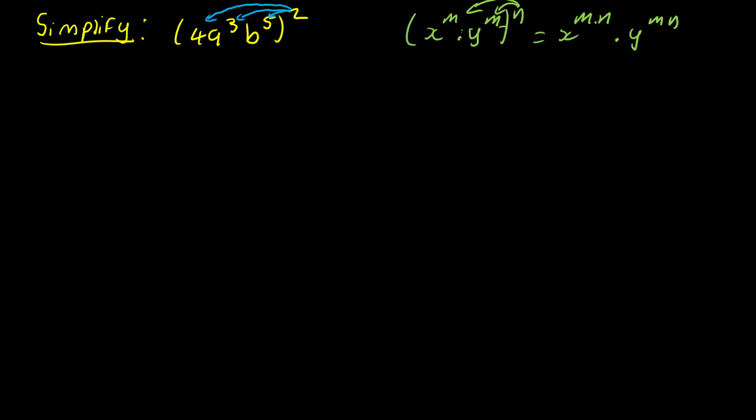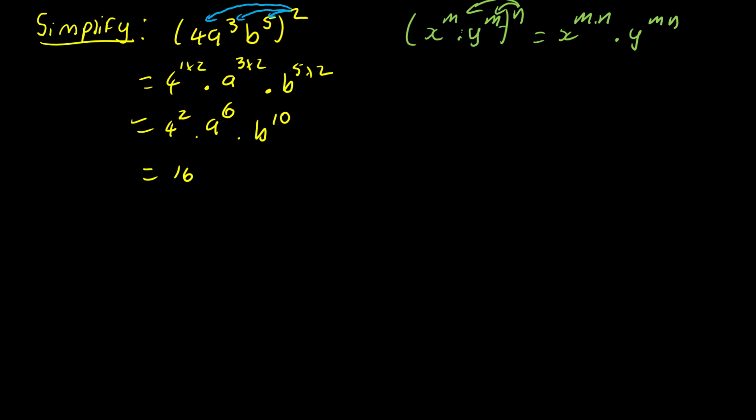So this is going to become 4 to the power of 1 times 2 times a to the power of 3 times 2 times b to the power of 5 times 2, which simplifies to 4 to the power of 2, a to the power of 6, b to the power of 10. 4 to the power of 2 can then further be simplified to 16a to the power of 6, b to the power of 10.